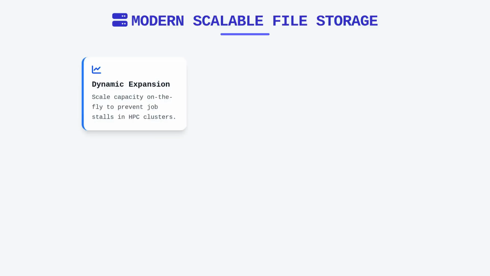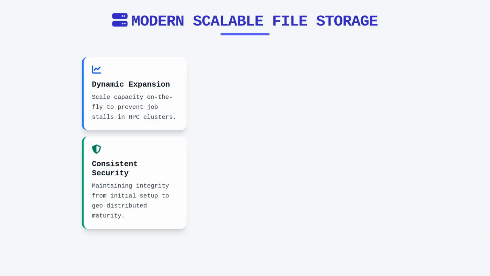Scalability remains a primary concern in modern architecture, and file storage addresses this by allowing you to expand your file system capacity dynamically as your data requirements grow. This is particularly important for high-performance computing clusters that require large repositories of datasets to be shared across many nodes, where running out of space could stall complex jobs. As you scale, the security posture must remain consistent, moving from the initial setup to a mature, geographically distributed storage strategy that keeps data integrity predictable and reliable.